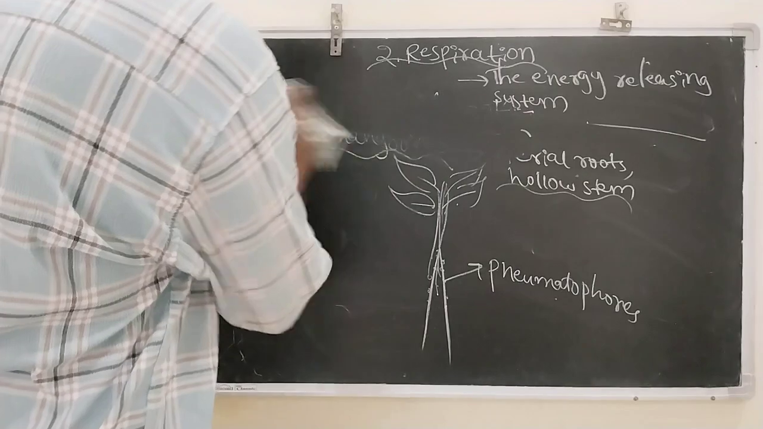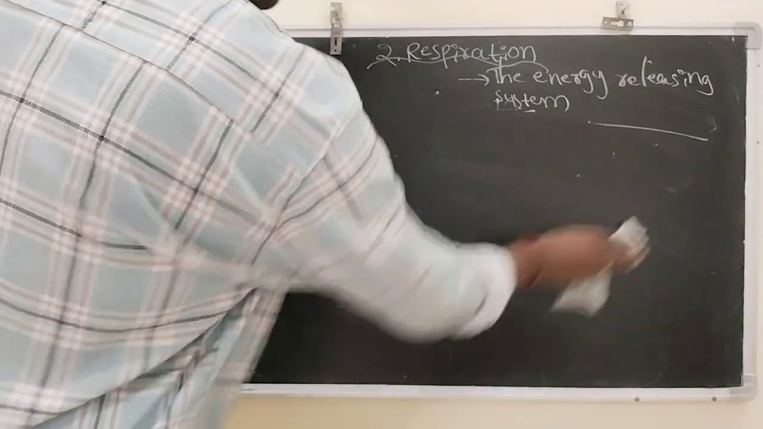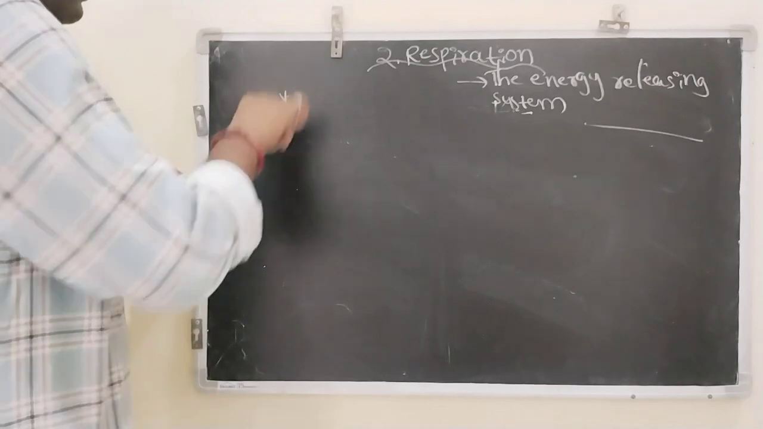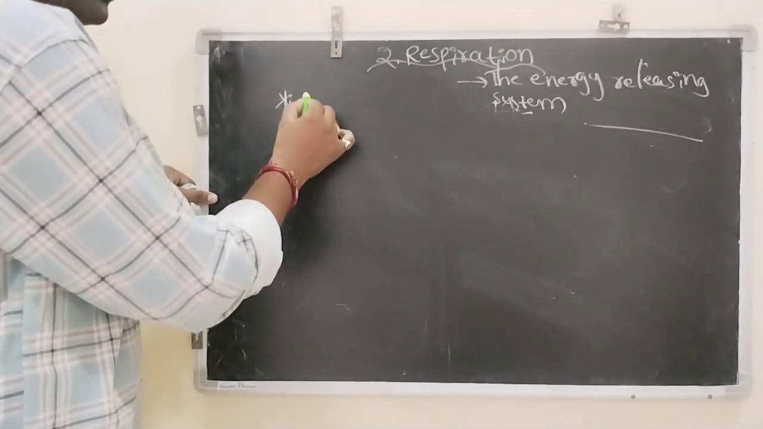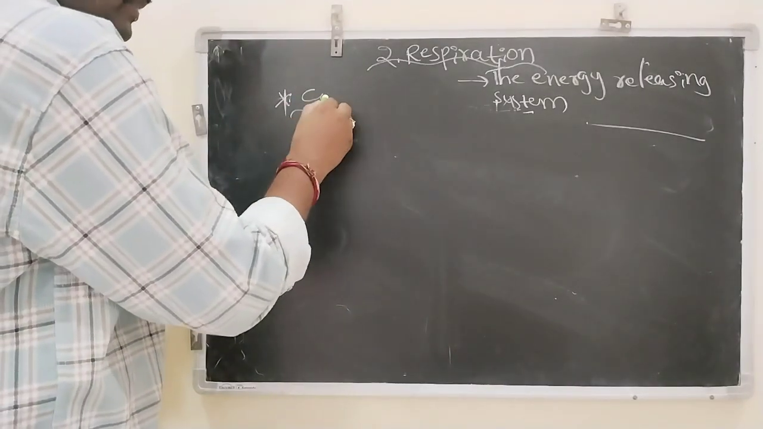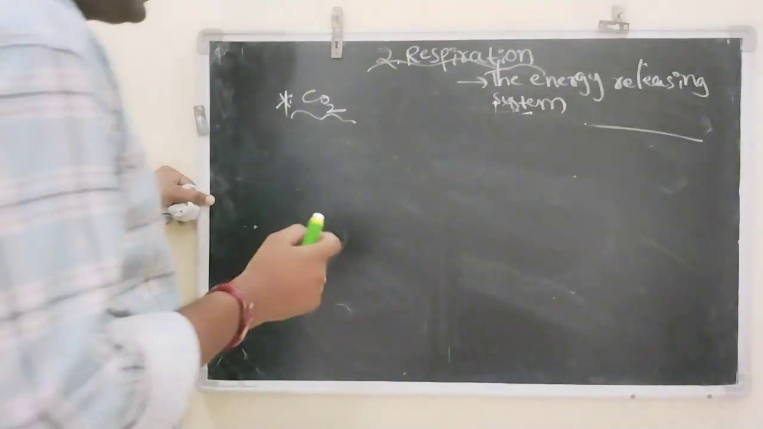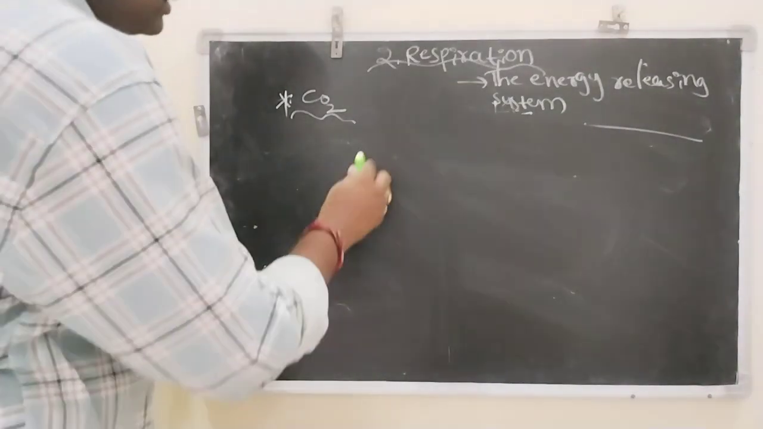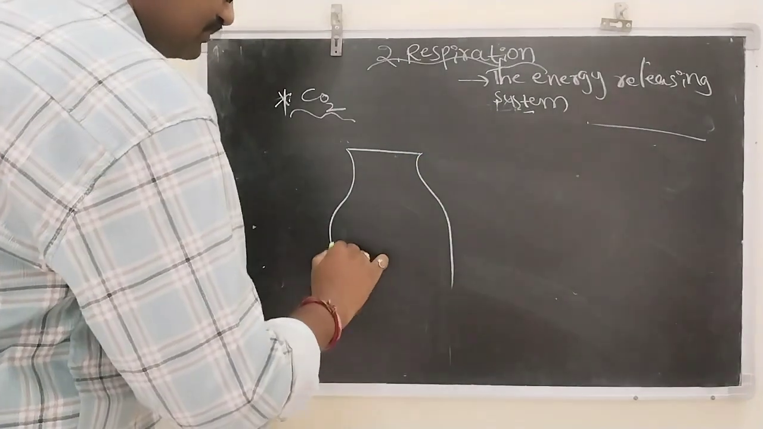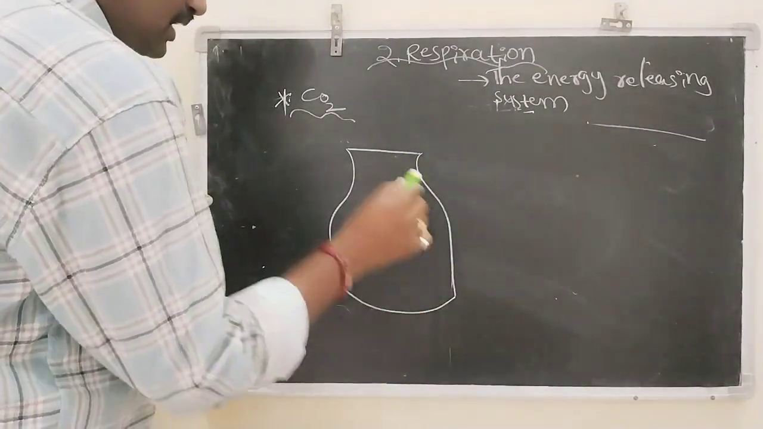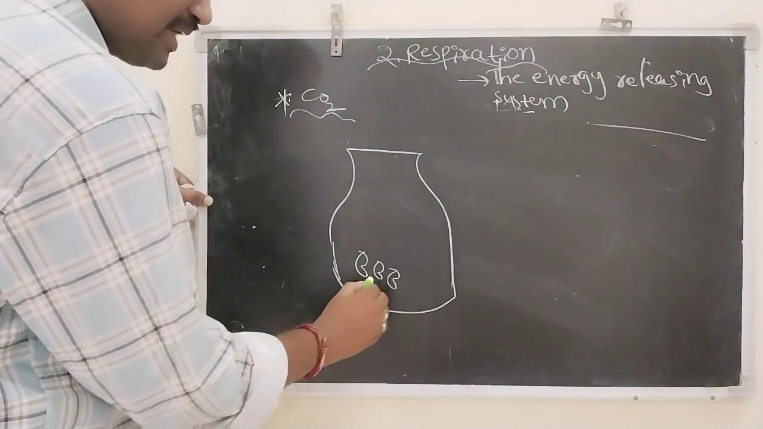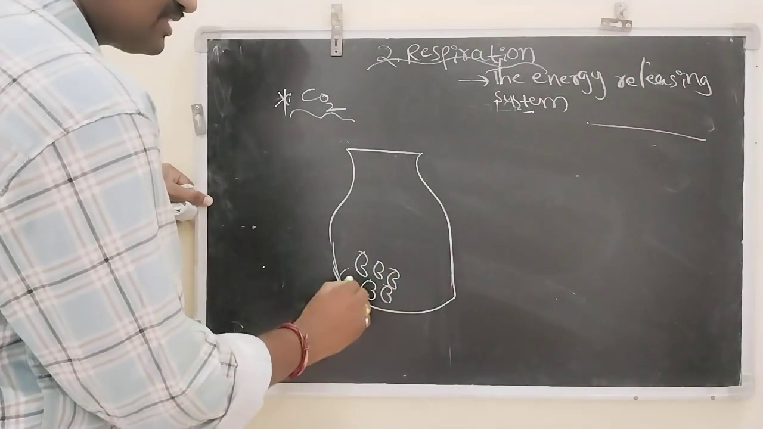Next. So for example, if you are asked how you will prove that carbon dioxide is released in respiration, how will you prove it? For this, what we have to do is take a glass bottle. In this glass bottle, take some dry seeds like Bengal gram seeds or moong seeds.